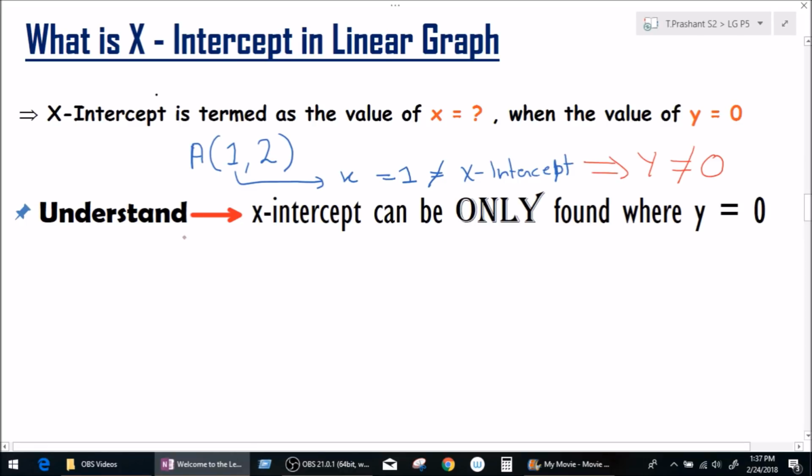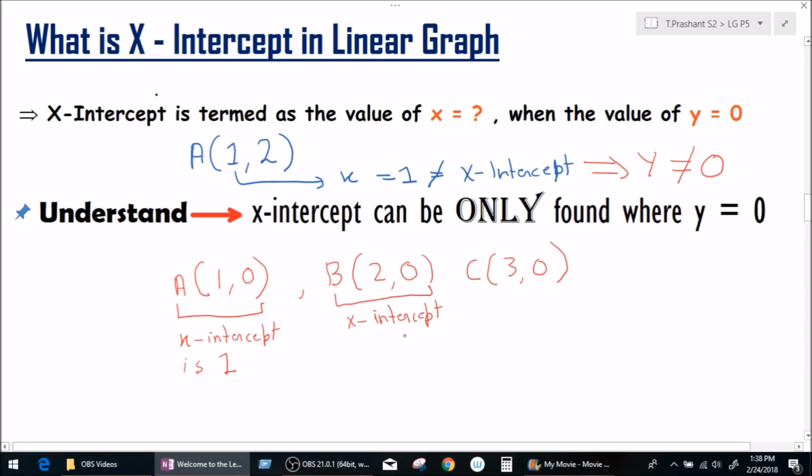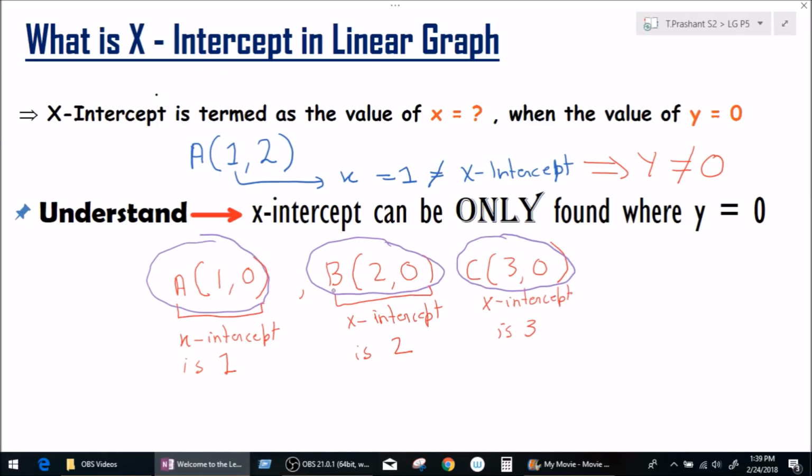So let's write the same coordinate A. Let's write coordinate B as 2 and 0. And let's write coordinate C as 3 and 0. Beginning with coordinate A, x-intercept is 1. At coordinate B, x-intercept is 2. And at our last coordinate C, x-intercept is 3. Now what does each coordinate tell us? What are they trying to say?